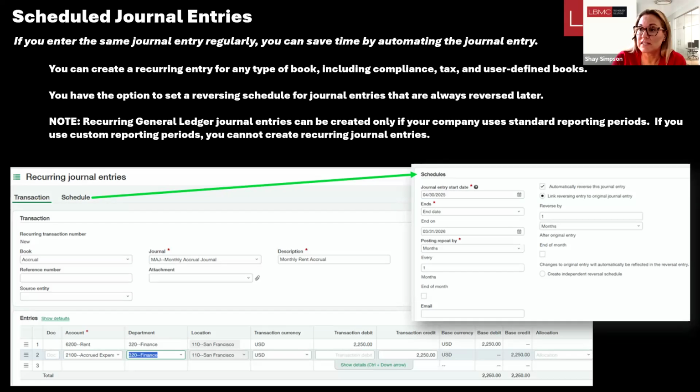There is one thing to note here. These recurring journal entries can be created only if your company uses standard reporting periods. If you use custom reporting periods, you can't create recurring journal entries. Your standard periods are just your normal periods; even if it is on a fiscal year end, those are still considered standard reporting periods. Okay.